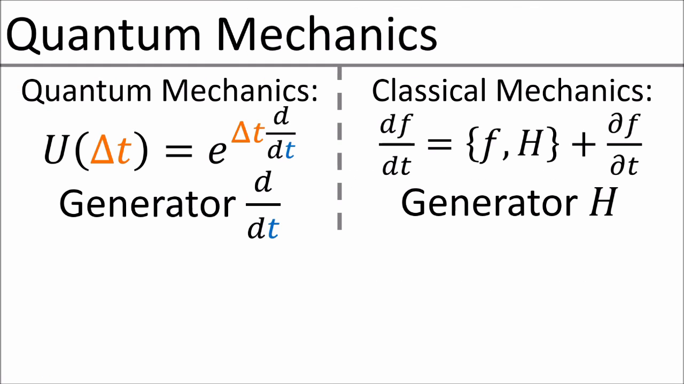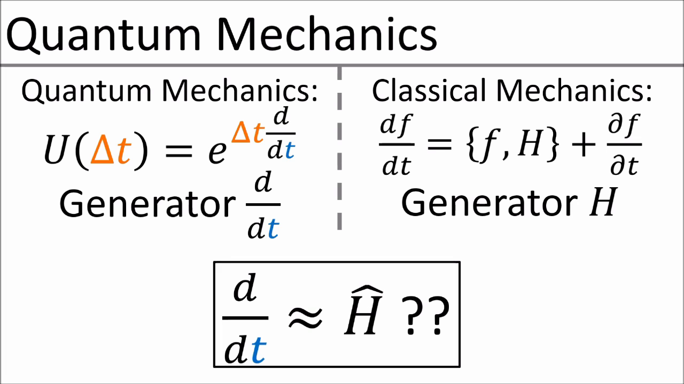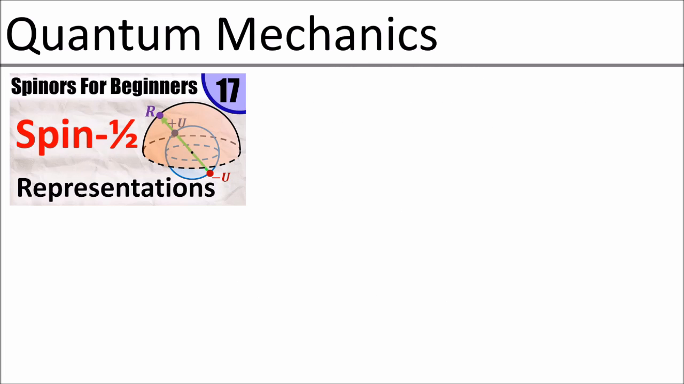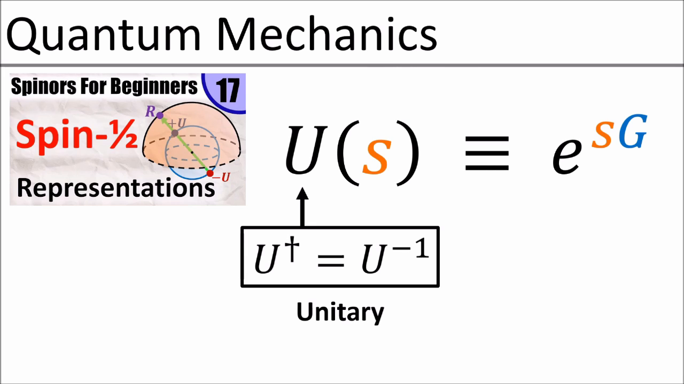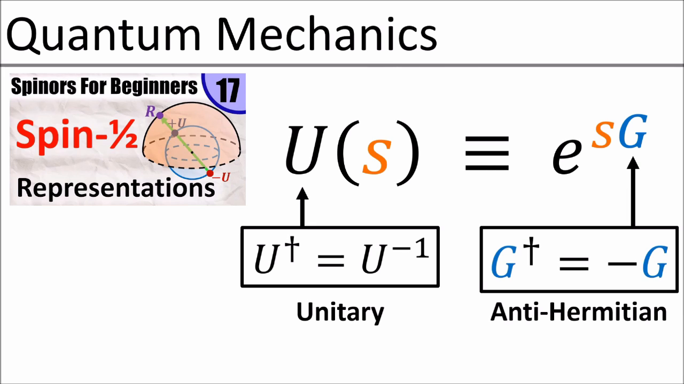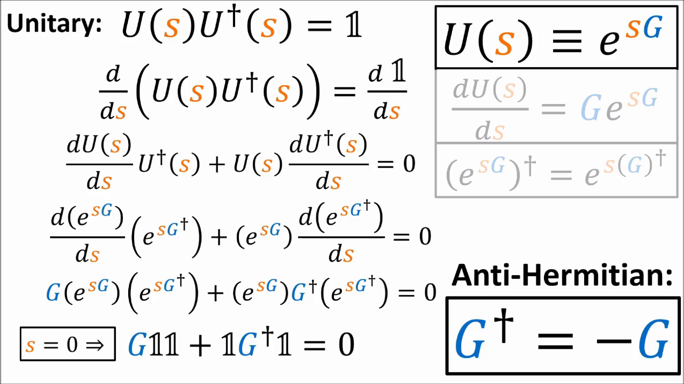Anyway, since d by dt and the Hamiltonian both generate time translations, it's tempting to set them equal to each other. However, there are a couple problems with this. First of all, I proved in video 17 that the generators of unitary transformations must be anti-Hermitian, meaning they equal the negative of their Hermitian conjugate. You can pause here if you want to see the proof.